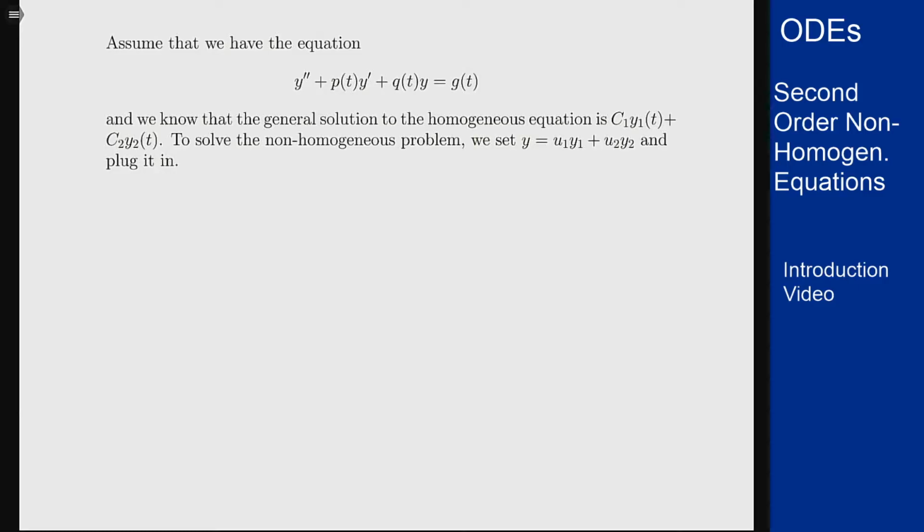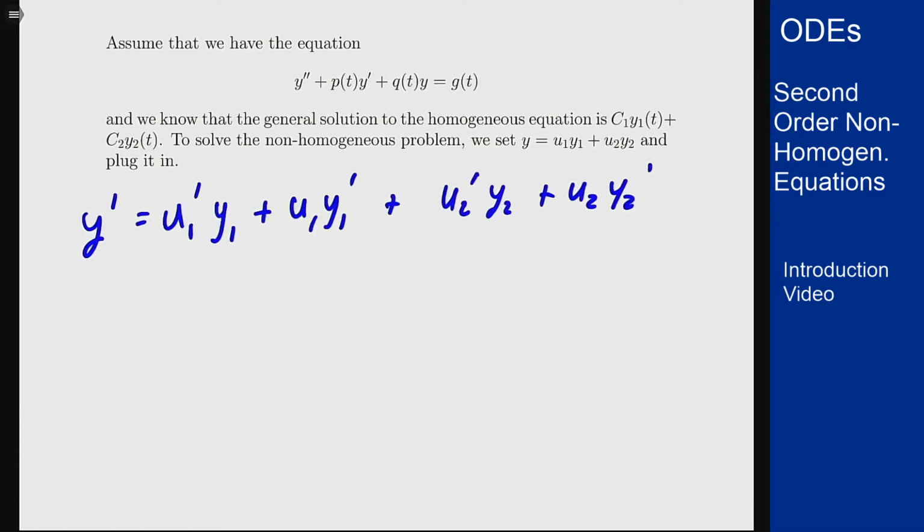So here's the idea again typed out. We have our equation. We know that our general solution for the homogeneous equation, where I drop the g of t, is c1y1 plus c2y2. I'm going to plug in y as u1y1 plus u2y2 and see what happens. Let's start by taking derivatives of this y before we plug it in. We can take the first derivative, and we'll get product rule on both terms. And I'm going to regroup these terms slightly.